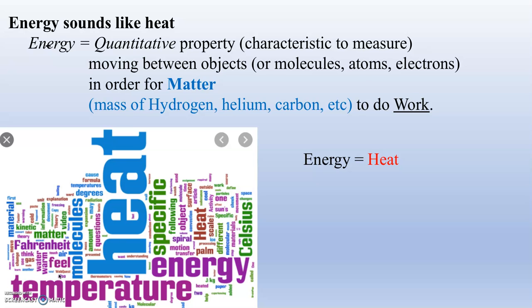And in fact, you might say to yourself, well, when I am hearing about energy and a quantitative property that moves between objects, that sounds a lot like heat. And in fact, energy is heat and energy is light. So light and energy and heat are all one system. Okay, we can refer to it as light, we can refer to it as energy, or we can refer to it as heat. Most of the time in astronomy, we talk about light and energy.